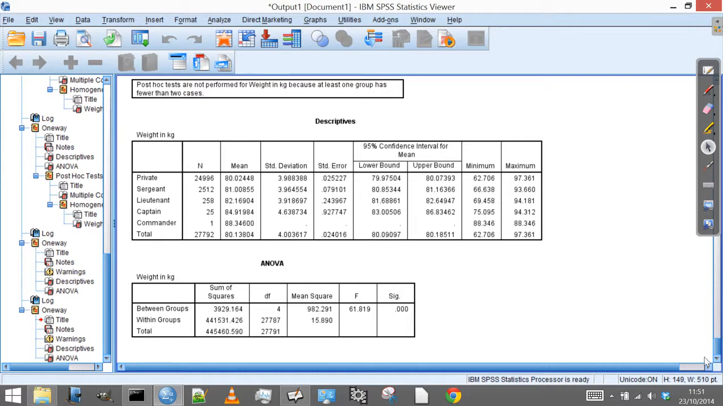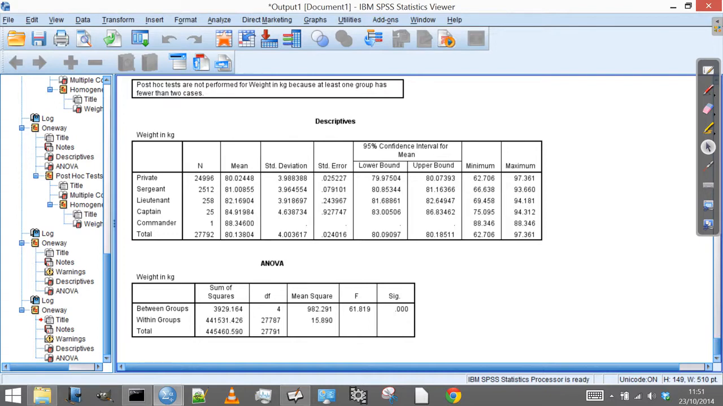Okay. So the question is, I've said that the N is the number of samples, and why is the N value for private, well, here it's nearly 25,000, and for sergeants it's 2,500, and for lieutenants it's 250, for captain it's 25, and one commander. And this is, I've taken 25% of my population.